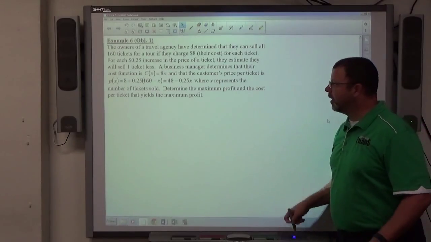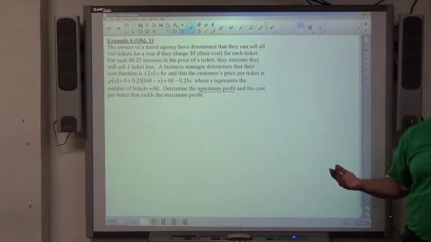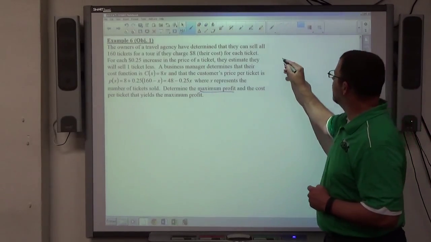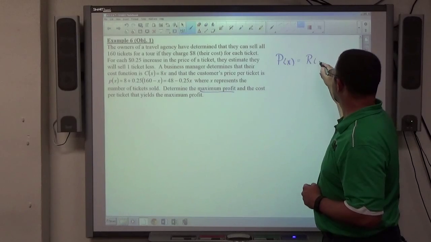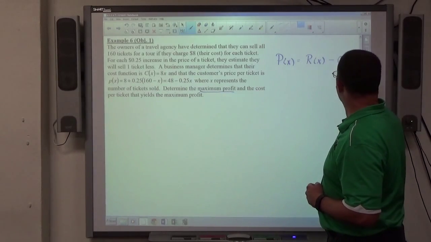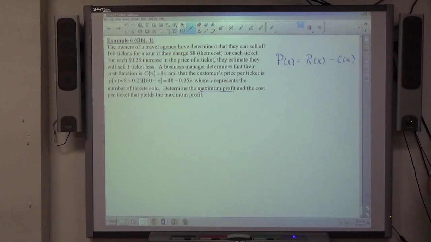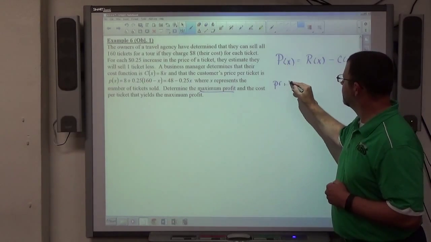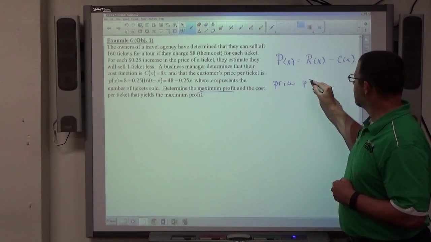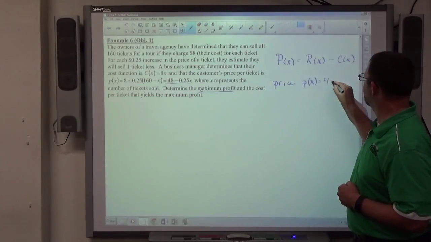So, it's talking about maximum profit, so the first thing I'm going to focus on here is how do I make a profit function. The profit function that we've seen so far is profit function equals revenue function minus cost function. And up till now, the way we've done revenue is we take the price times how many things we sell, right? In this case, the price is little p of x, which is 48 minus 0.25x.